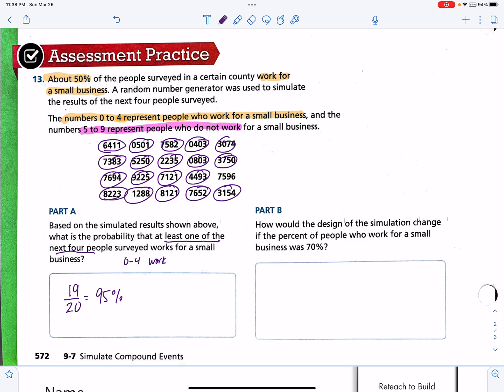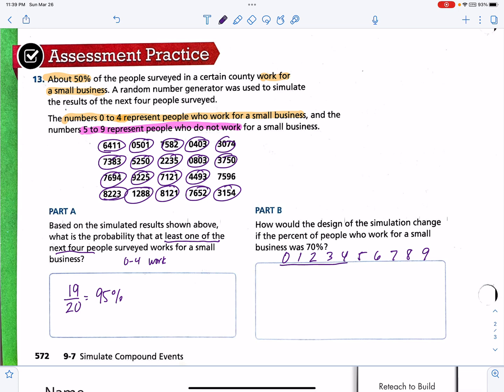And then part B just says, how would the design of the simulation change if the percent of people who work for a small business was 70%? Well, right now we have it set. Let's go ahead and lay out our numbers. So we have 0, 1, 2, 3, 4, 5, 6, 7, 8, 9. And what we were doing before is we were having it be 0 to 4, work for a small business.